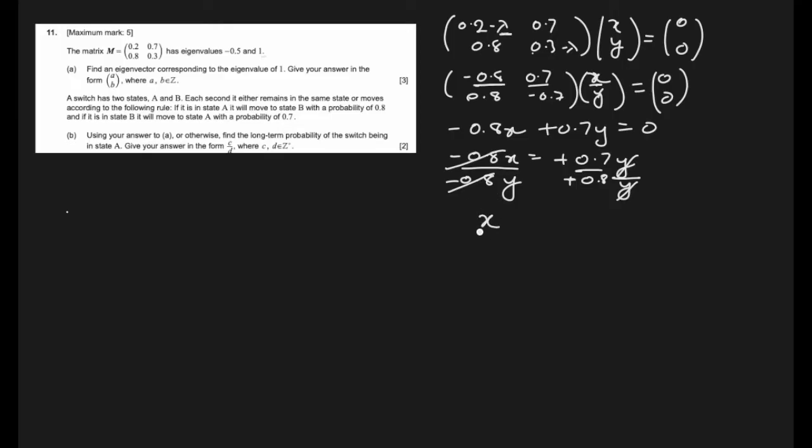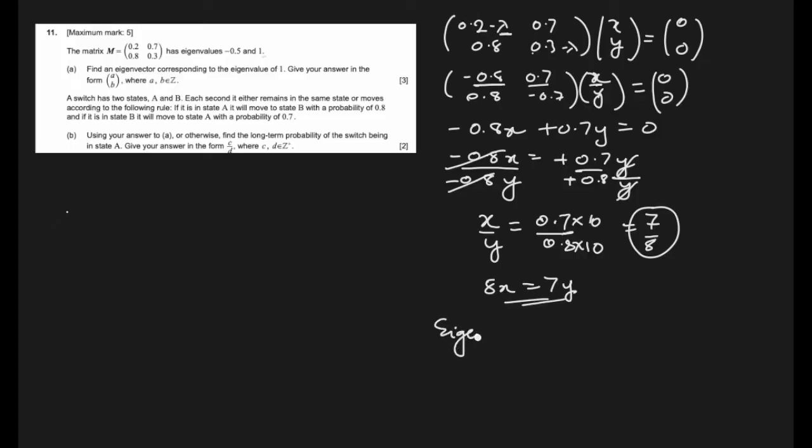So what do we get? x over y is equal to 0.7 over 0.8. We can multiply up and down by 10, becomes 7 over 8. So the ratio of x and y is 7, 8. So we can write 8x equal to 7y if we want to write. But we know that the ratio is 7 over 8. So the eigenvector will be x is 7, y is 8 units. This is the eigenvector in this format.